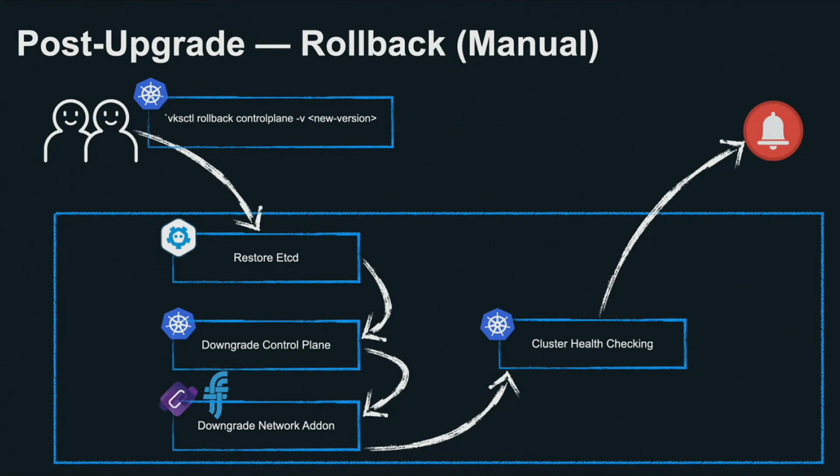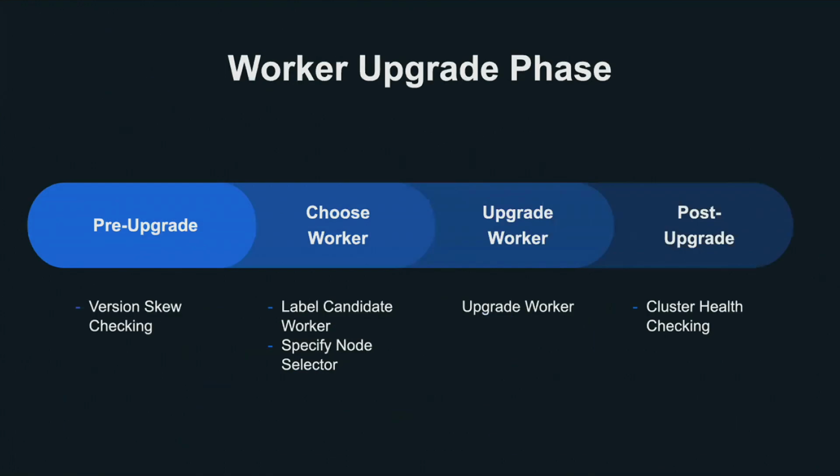That is all I want to share about the control plane upgrade process and rollback process. Now let's go to the worker upgrade part. For worker upgrade, I will skip the pre-upgrade and post-upgrade phases because they are almost the same as the control plane. I will focus on choosing the candidate workers and the upgrade worker phase.